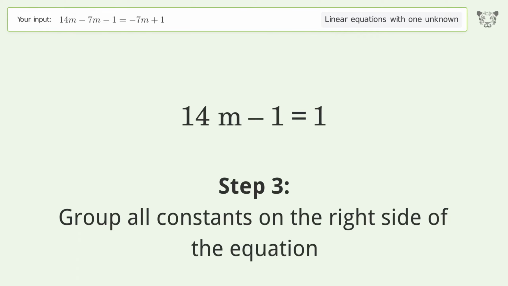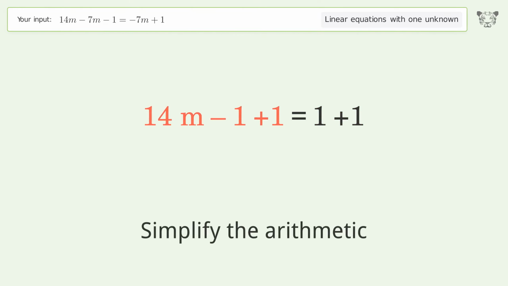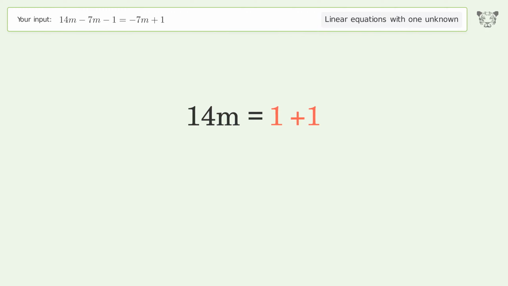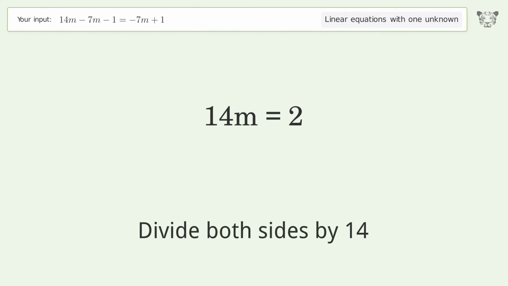Group all constants on the right side of the equation. Add 1 to both sides. Simplify the arithmetic. Isolate the m. Divide both sides by 14.